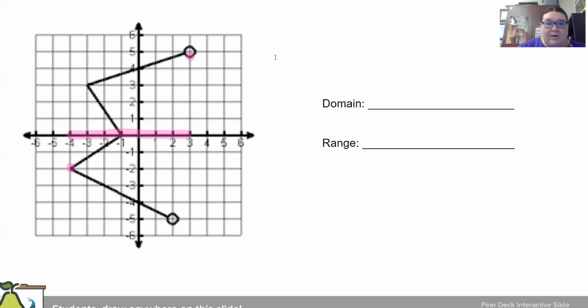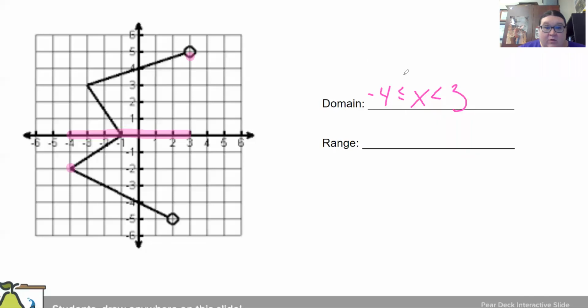So you would then write your domain as -4 is less than or equal to x, which is less than 3. So it's got to be between those 2 points on the x-axis.